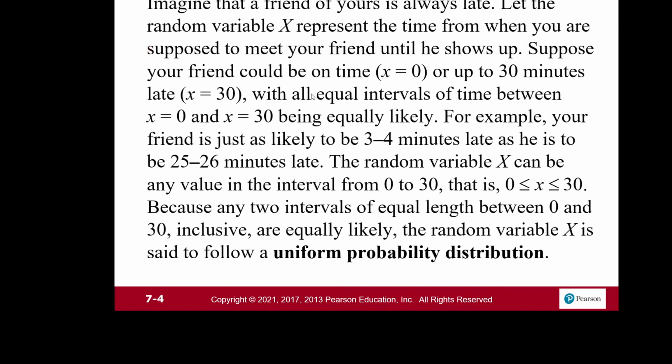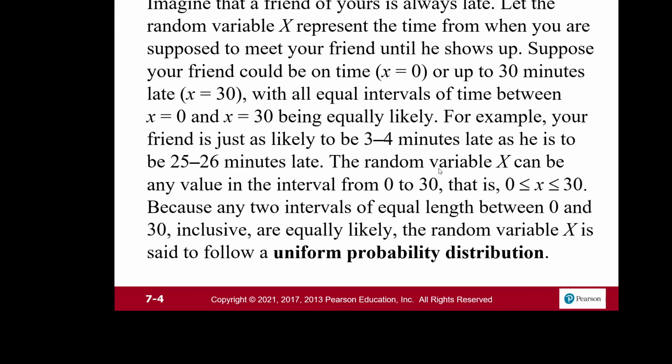So first, let's take a look at a uniform distribution. And here's a scenario. Imagine that a friend of yours is always late. So we're going to let the random variable x represent the time from when you're supposed to meet your friend until he shows up. Suppose your friend could be on time, which basically would be x equals 0, or up to 30 minutes late, x equals 30, with all equal intervals of time between x equals 0 and x equals 30 being equally likely. For example, your friend is just as likely to be 3 to 4 minutes late as he is to be 25 to 26 minutes late.